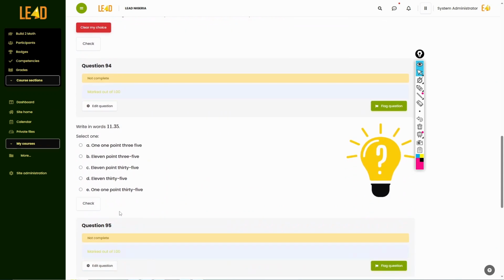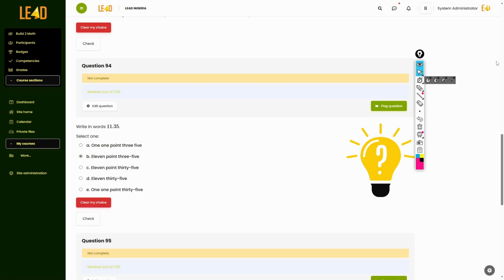Write in words 11.35. Okay, so usually we say eleven point three five. So when we say the decimal places, we don't put them together as you might have noticed that already. Generally speaking, we don't say eleven point thirty-five. We say eleven point three five because we call each decimal place separately. So that option will be B.